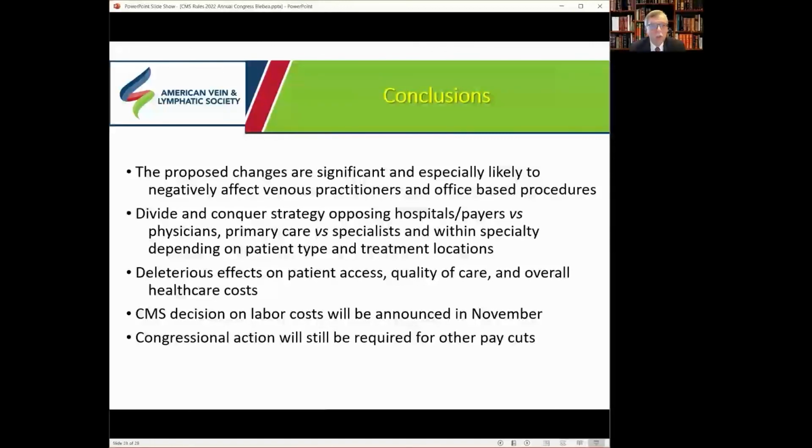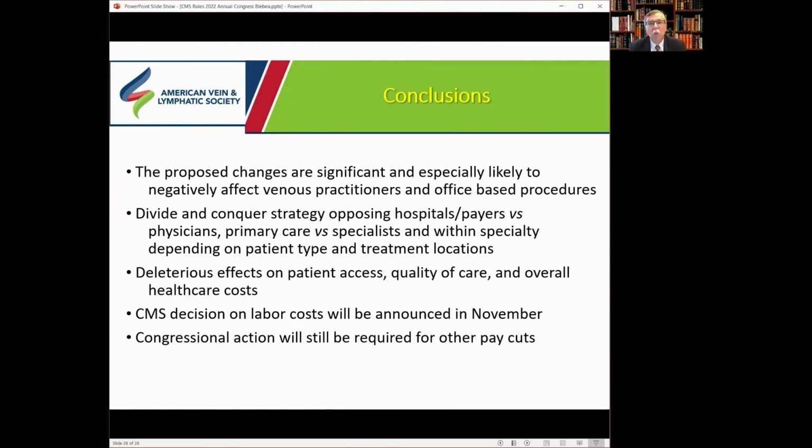So in conclusion, the proposed changes that we're talking about are significant and especially likely to negatively affect venous practitioners and office-based procedures. There's been a divide and conquer strategy here, where there's an opposition between hospitals and payers and physicians, primary care versus specialists, and even within specialties, depending on the type of patients that are seen and the treatment locations. This will, however, have a very deleterious effect on patient access, the quality of care, and overall healthcare costs, as these procedures would be moved outside of the office.